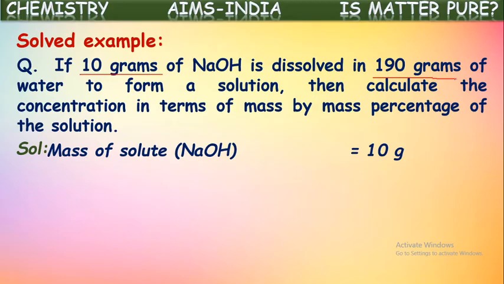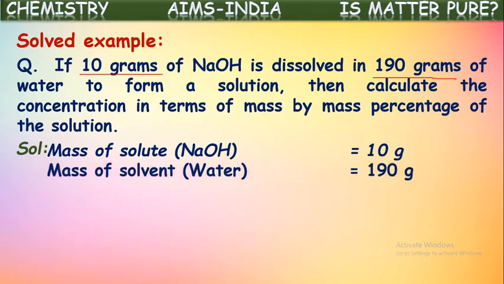Now let us write the mass of solvent given, that is water. What is the amount of water given? 190 grams. So the mass of solute is given, the mass of solvent is also given. To find the mass by mass percentage of a solution, what is the formula? Mass of solute by mass of solution into 100. But here they did not give the mass of the solution, but we can find it out.